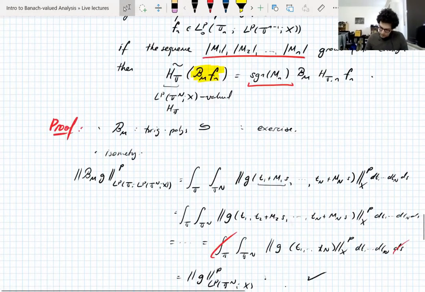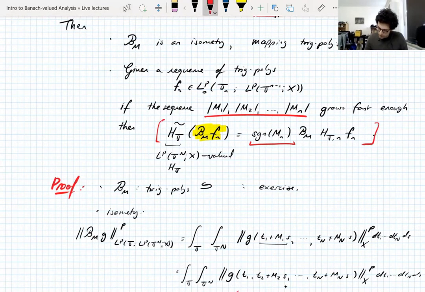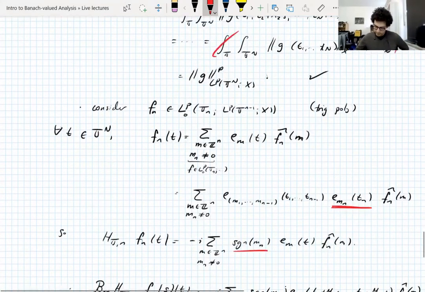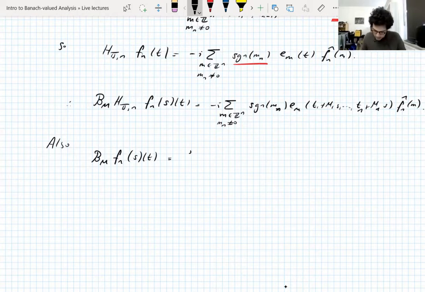We wanted to show, remember, this is what we're trying to show, this intertwining property here, and what we've computed is that part: the Bourgain map applied to a Hilbert transform. What we need to do now is compute the Hilbert transform applied to a Bourgain map. So the next computation is what happens when we take the Bourgain map and apply that to f sub n. We have two variables, s and t. Just by definition, this is t1 plus m1s up to tn plus mns.